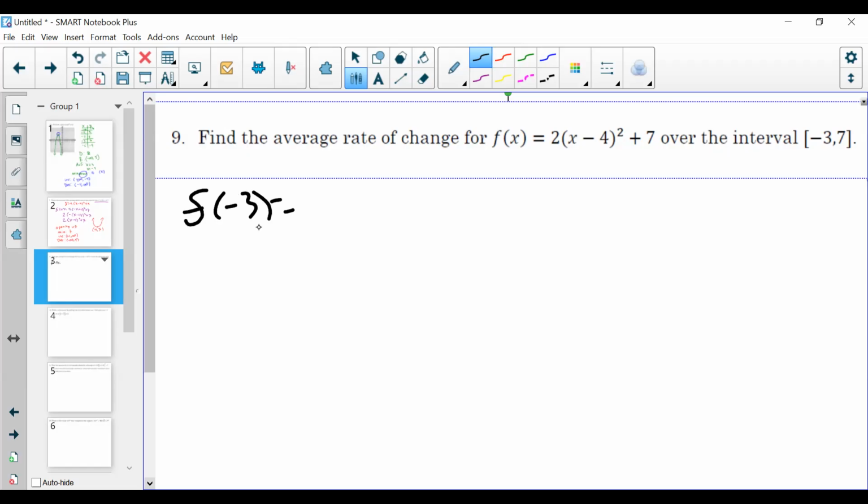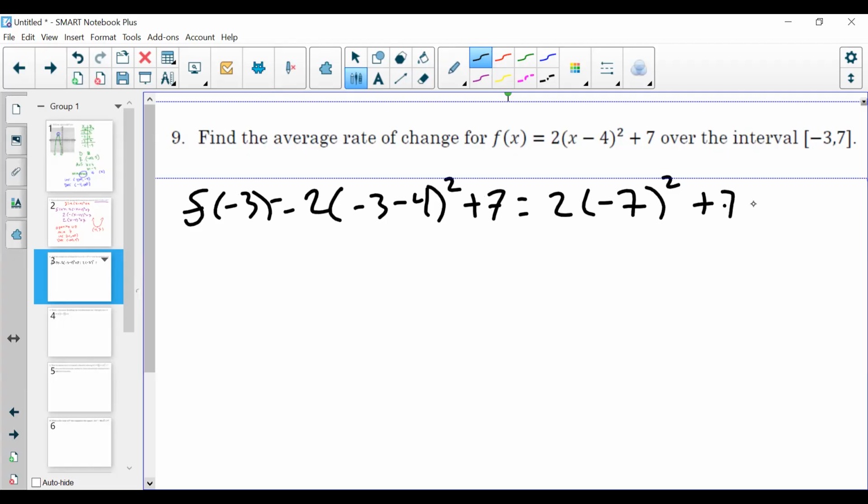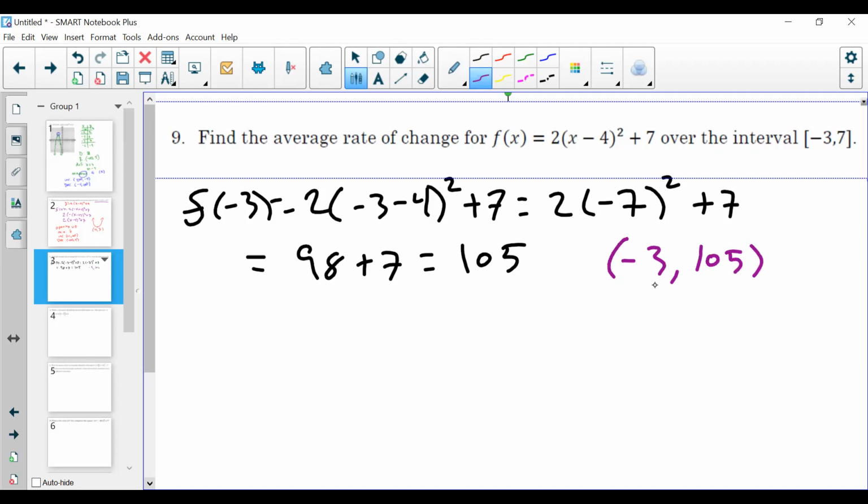So f of -3, I can plug it in for x. I have 2 times -3 minus 4 squared plus 7. -3 minus 4 is -7. Square that plus 7. From there, 49 times 2 is 98, plus 7. And that's 105. So what that tells me is I have a point of -3, 105.